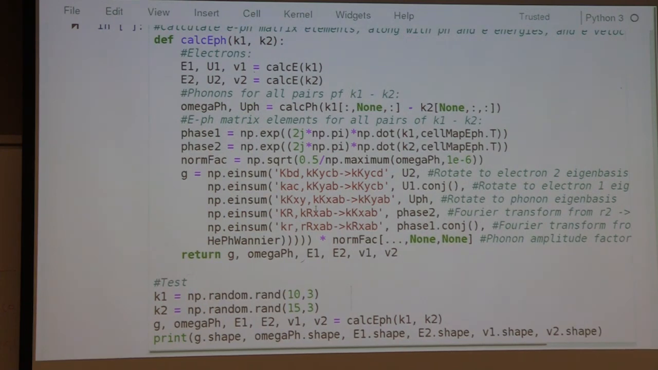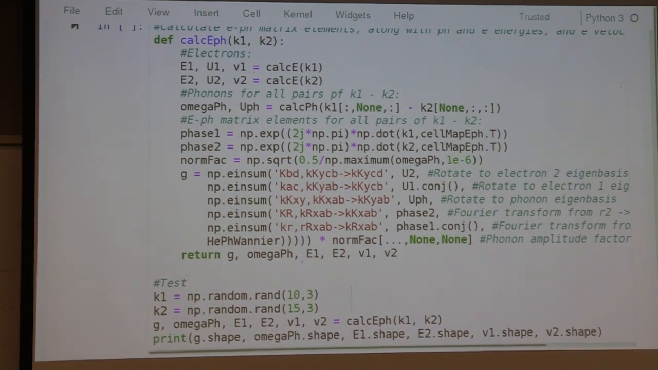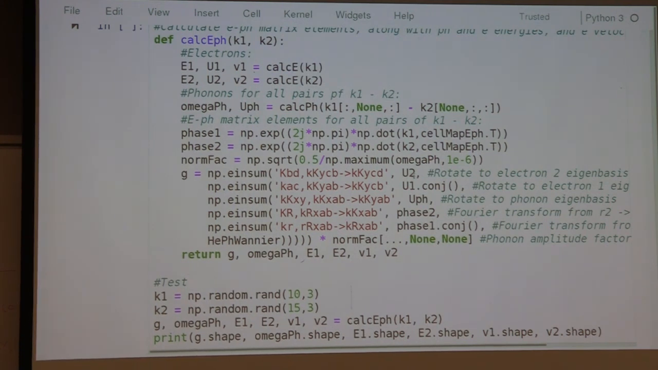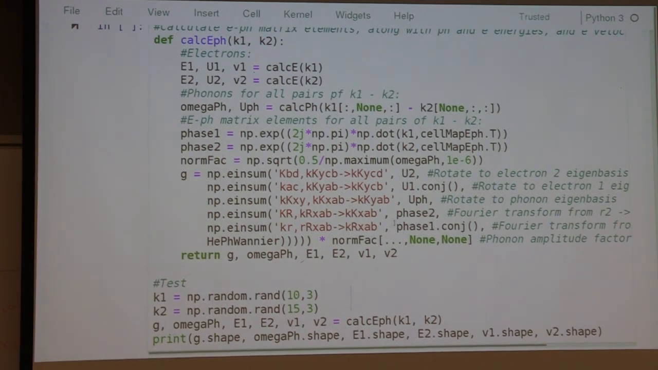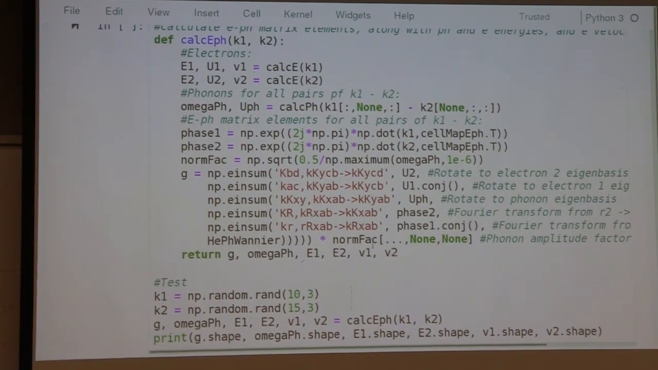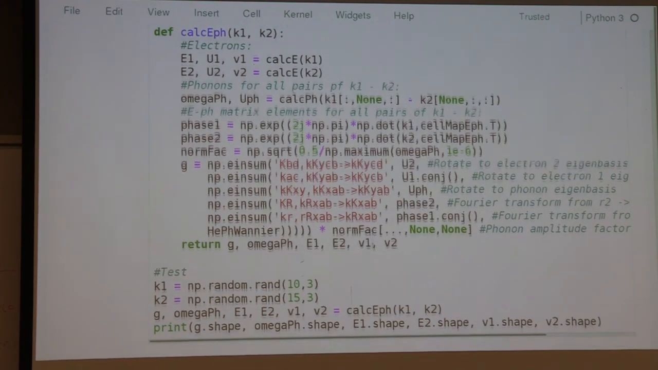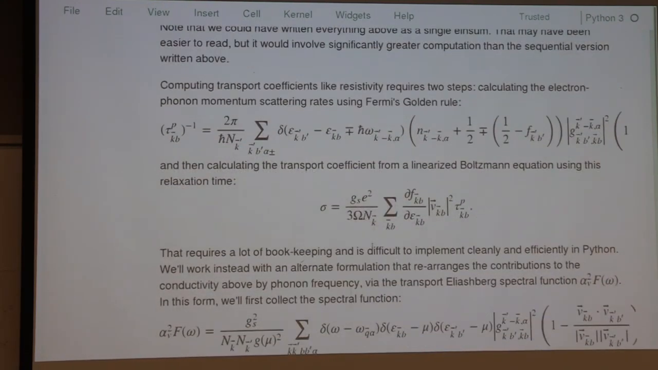I was not planning on doing this here anyway because it would take a while to write, right? So effectively you go from the bottom, you start from the original one, you do the first Fourier transform, you do the second Fourier transform, you do the phonon rotation, one of the electron rotations and the other electron rotations for all pairs of K points and bands together, and then finally do the phonon amplitude, right? So in principle, it's quite simple, right?